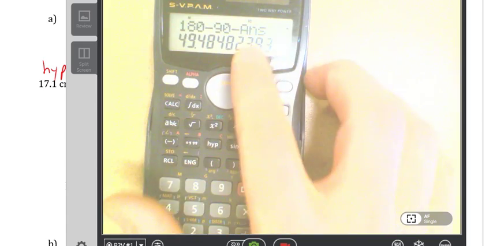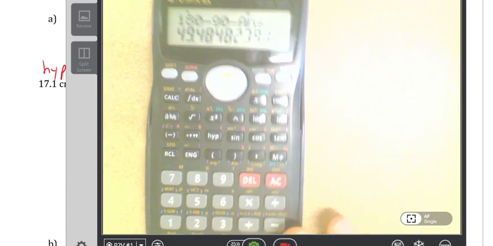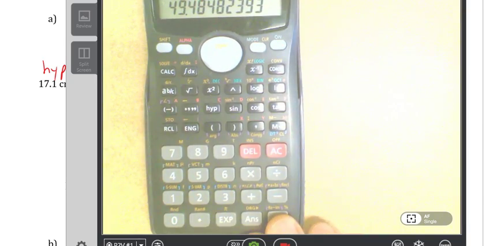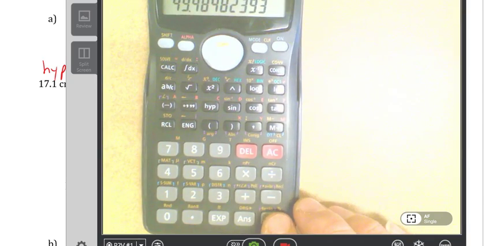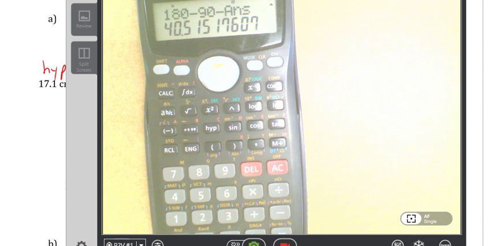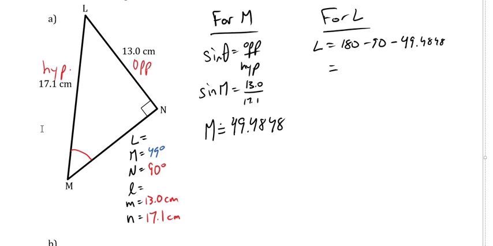Because I can stick that answer in wherever I want. And I don't have to worry about rounding. I don't have to worry that I rounded wrong or that I didn't keep enough decimal places. This will give me an exact answer. Exactly the same as if I use trig. So 40.5, in this case, rounds up to 41 degrees. And those three angles, L, M, and N, add up to 180. They should, so that makes sense. So we're all good.